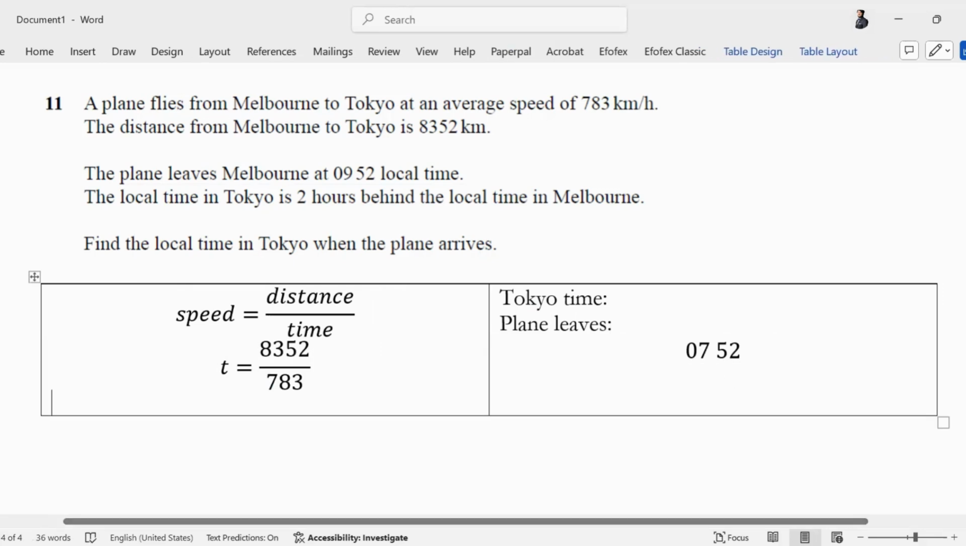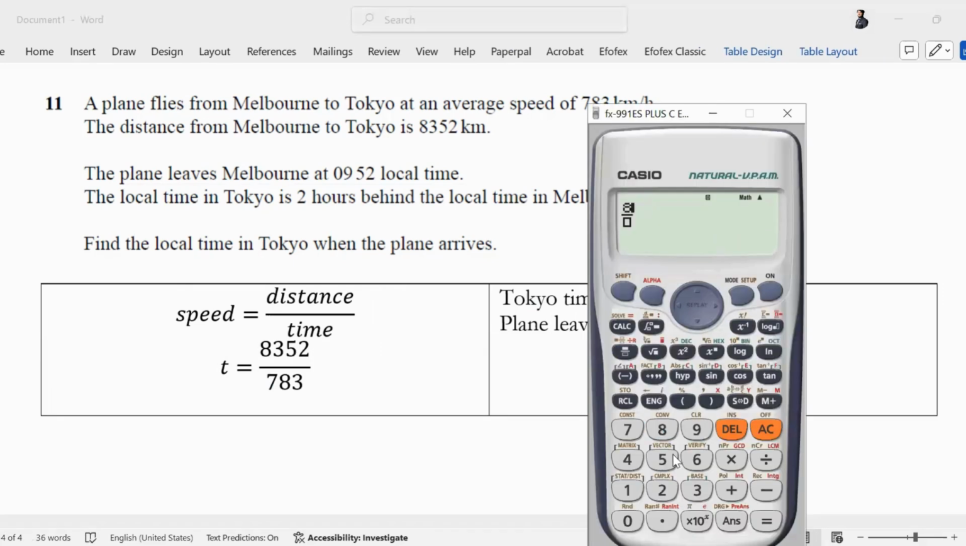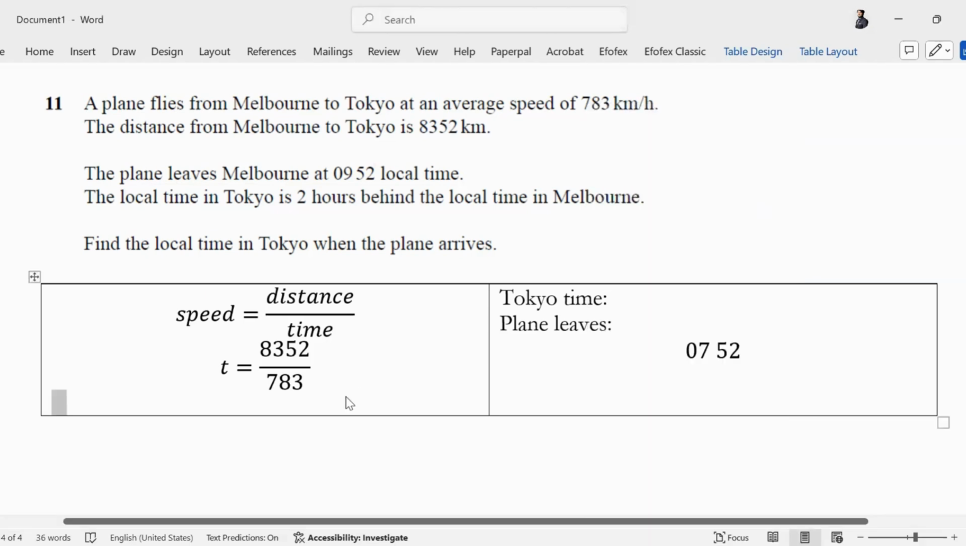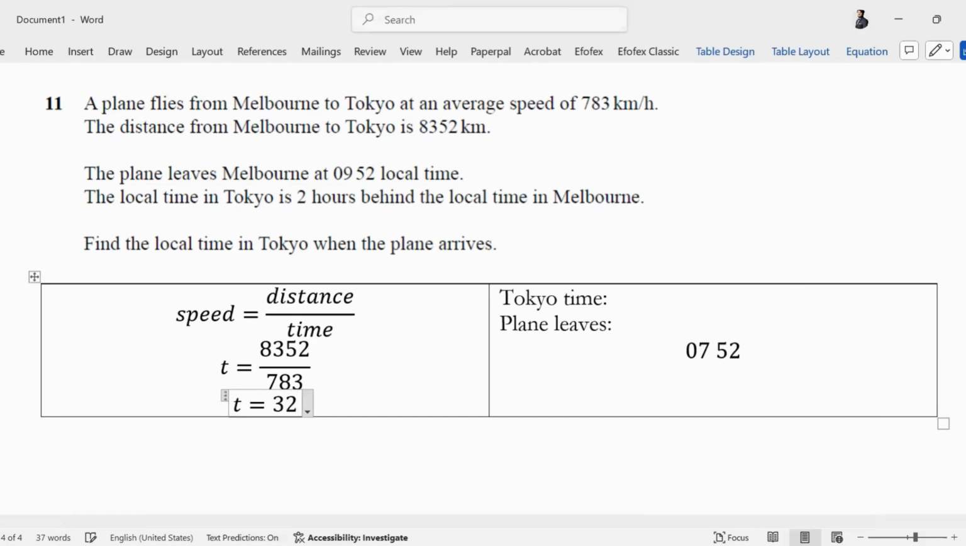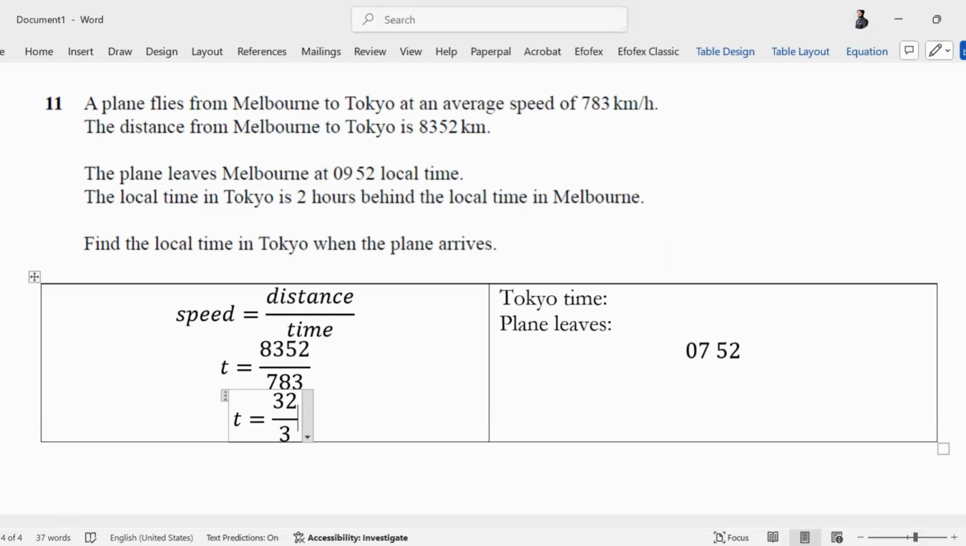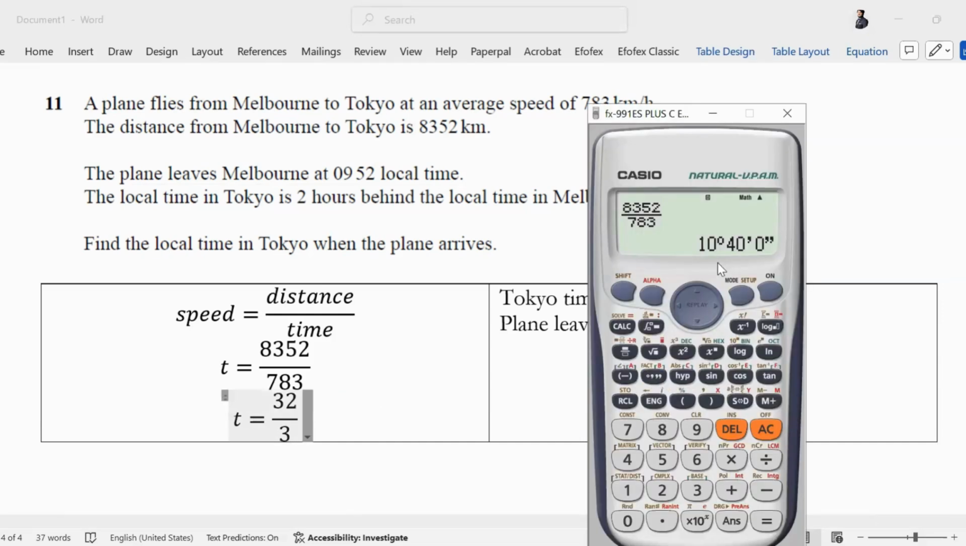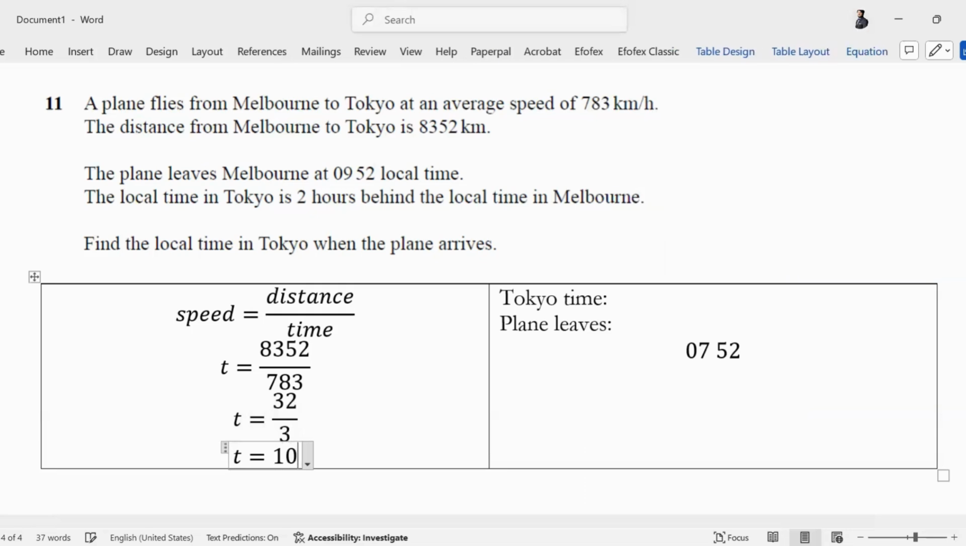So I can just use my calculator to tell me the time that it took. 8352 divided by 783. So this is 32.32 upon 3. Remember, this is the time in hours. So if I want to convert it into hours and minutes, it is telling me that it is 10 hours and 40 minutes. This is a button that I have pressed. It converts your answers into time. So it is telling me it is a 10 hours and 40-minute flight. So the time is basically 10 hours and 40 minutes.